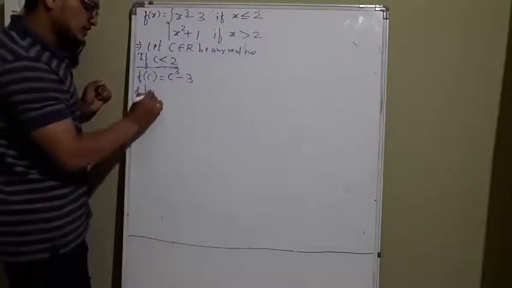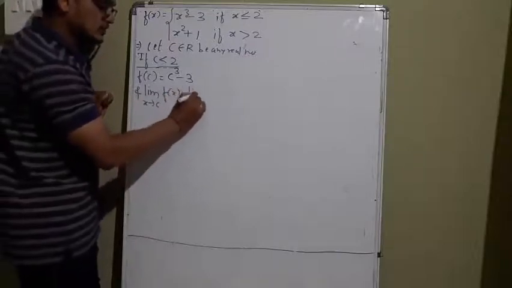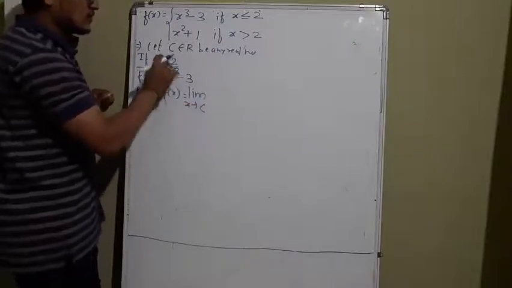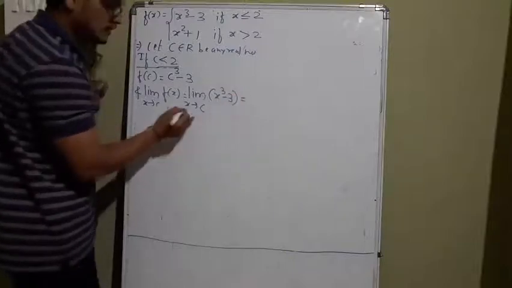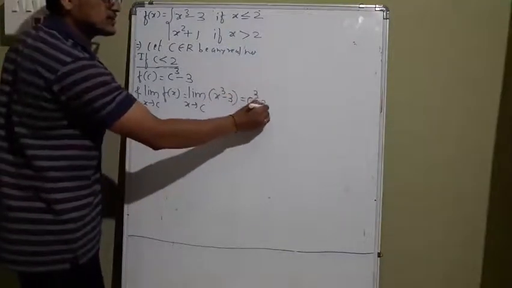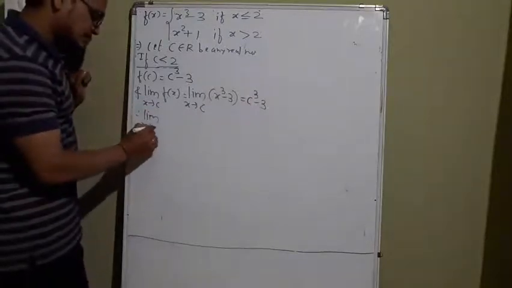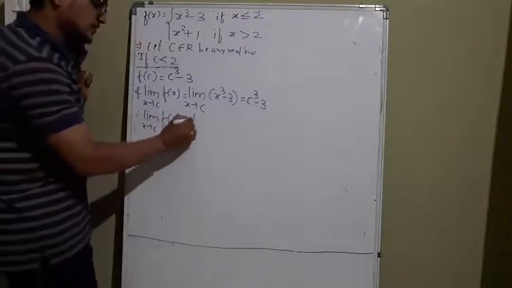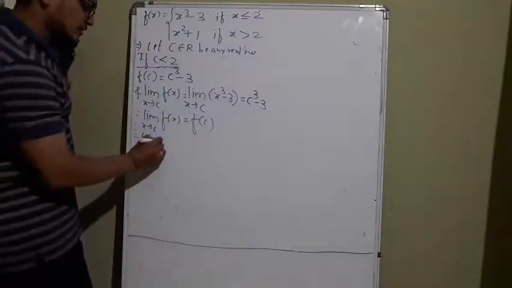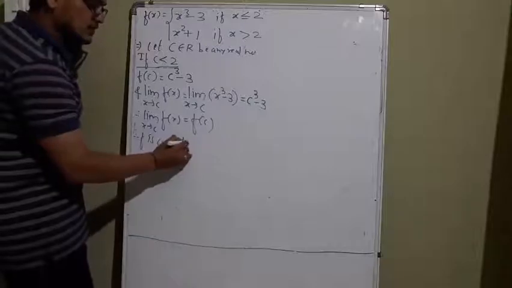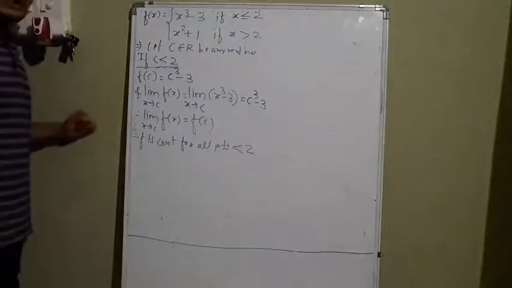And limit x tends to c, f of x is equal to limit x tends to c, for less than 2, function is x cube minus 3. So put the value as c, so it is c cube minus 3. Okay, so therefore if you observe, limit x tends to c, f of x is equal to f of c. Both the values are the same. So therefore f is continuous for all points less than 2.